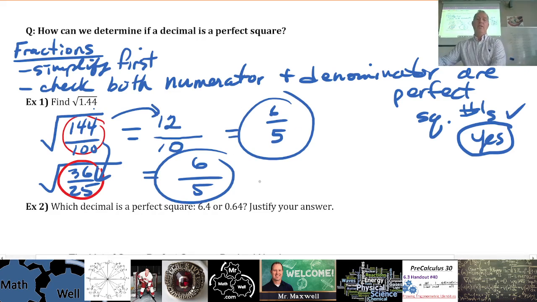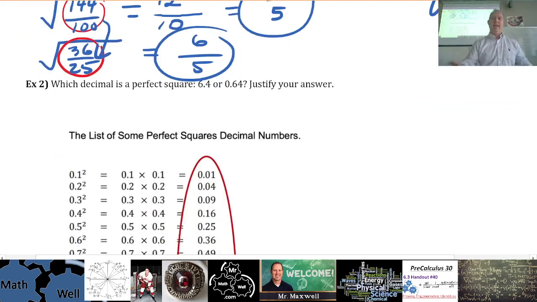Okay. So interestingly enough, the square root of 1.44 is 1.2. Interesting, hey? Okay. All right, let's do example 2. And again, let's take a look at our decimal method. So 6.4, that's 64 over what?